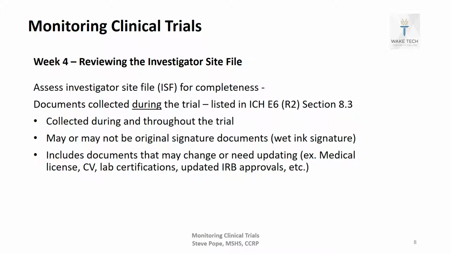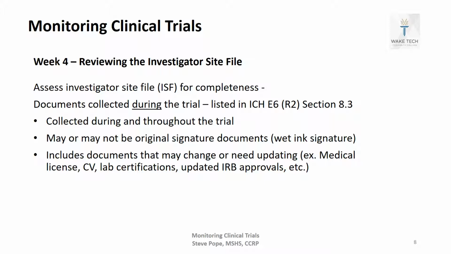So let's talk about the documents that are collected during the trial. These are listed in ICH E6, Section 8.3. So look through that section and become familiar with those documents. So this just means they're collected during and throughout the trial. These are documents that may or may not be original signature documents or wet ink signature documents. And they include documents that may change or need updating during the course of the trial. Things such as medical licenses. Medical licenses expire, and as they expire, we need to collect a new copy of the medical license, the current medical license.